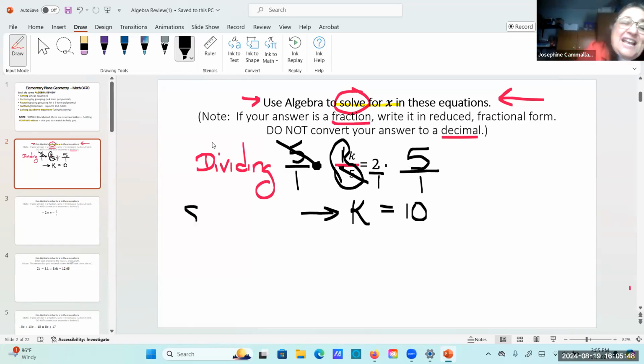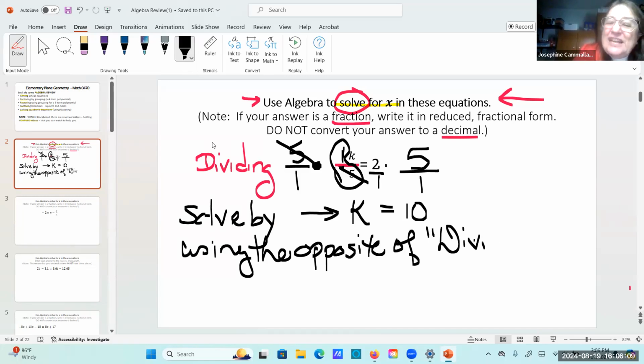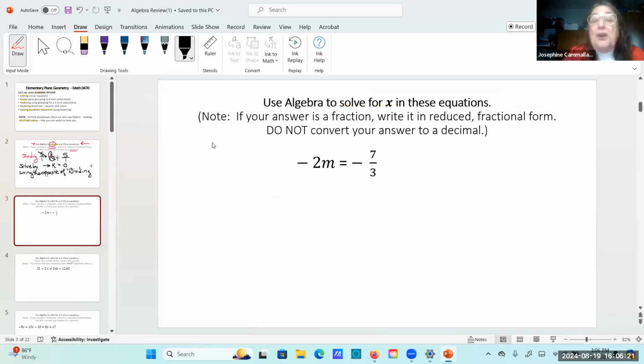I solve by using the opposite of dividing. Now, let's make it a little more interesting. Okay.